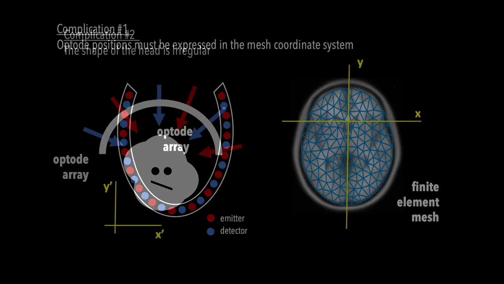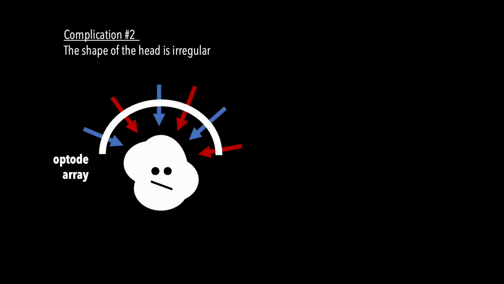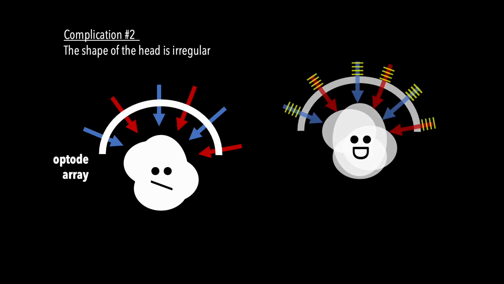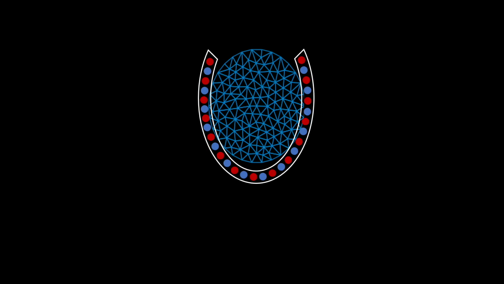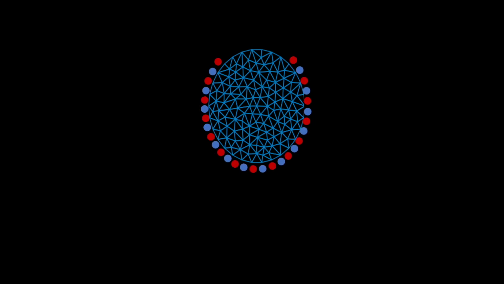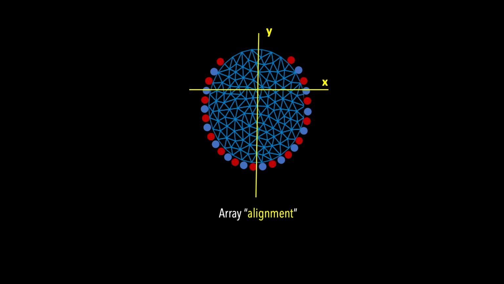A second complication is that the shape of the skull affects placement. The position of the optode in the array is not necessarily the same as its position on the scalp. Typically, a mechanism is included in array design to work with irregularities, such as spring-loading the optodes. We must include these adjustments when calculating optode positions. The NeuroDOT documentation refers to this operation as array alignment. We are aligning the array and the finite element mesh by specifying their geometries in a common coordinate system. The operation is not conceptually difficult, but it requires a systematic approach.